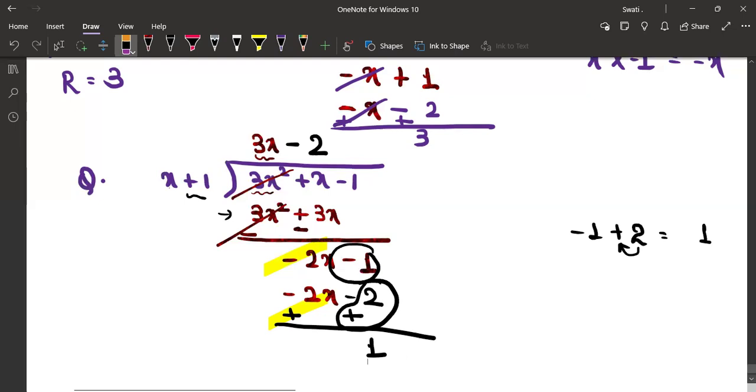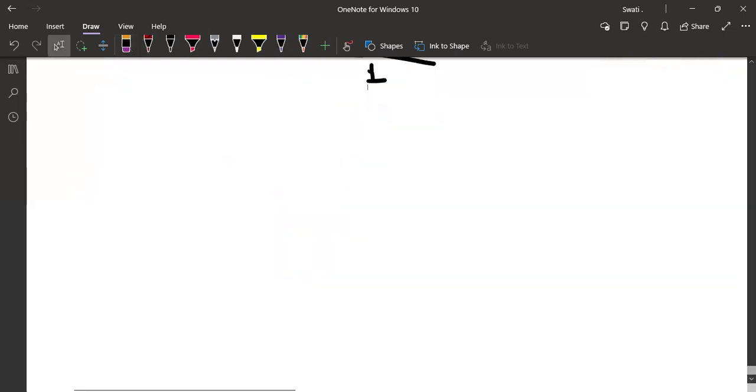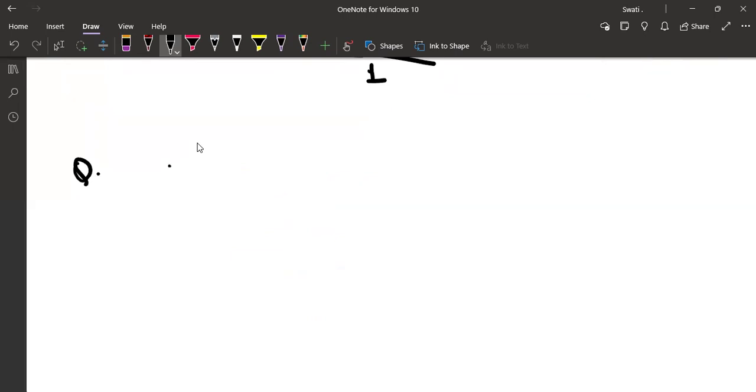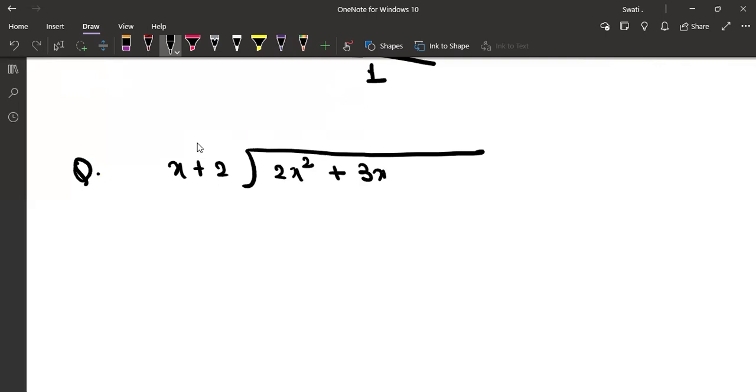We'll be doing one last question so that you can say that you have finally understood 100%, okay? So the last question for today, and that is x plus 2 here. And then the polynomial that you're dividing is 2x square plus 3x plus 1. Manya, start.